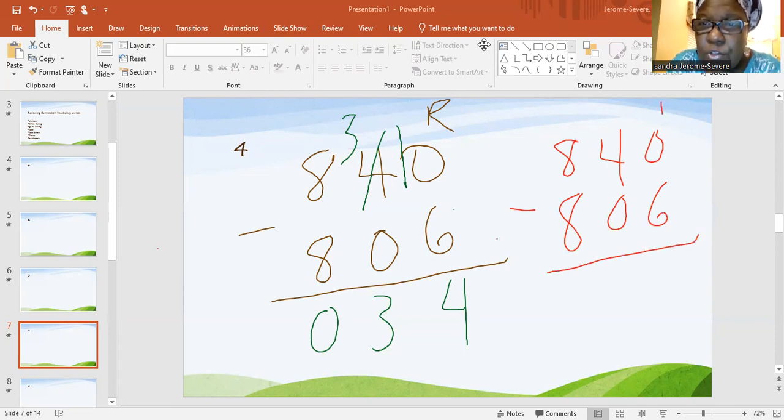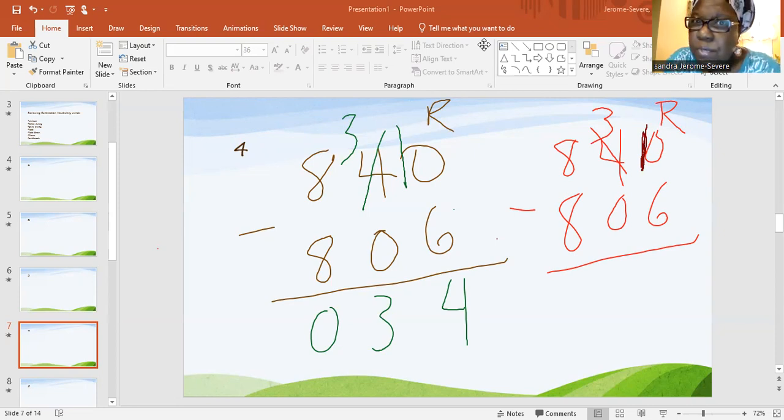So again, you start on the right. You say 0. Can I have 6? Oh no, you don't have enough. So you go to your next door neighbor. You say, neighbor, can I borrow 1? So 4 becomes a 3 because you borrow 1. So that 1 that you cross off, the 1 that you take away, you come put it right here. That's where you always put that 1 you borrow, right here. You put it right in front of that number.